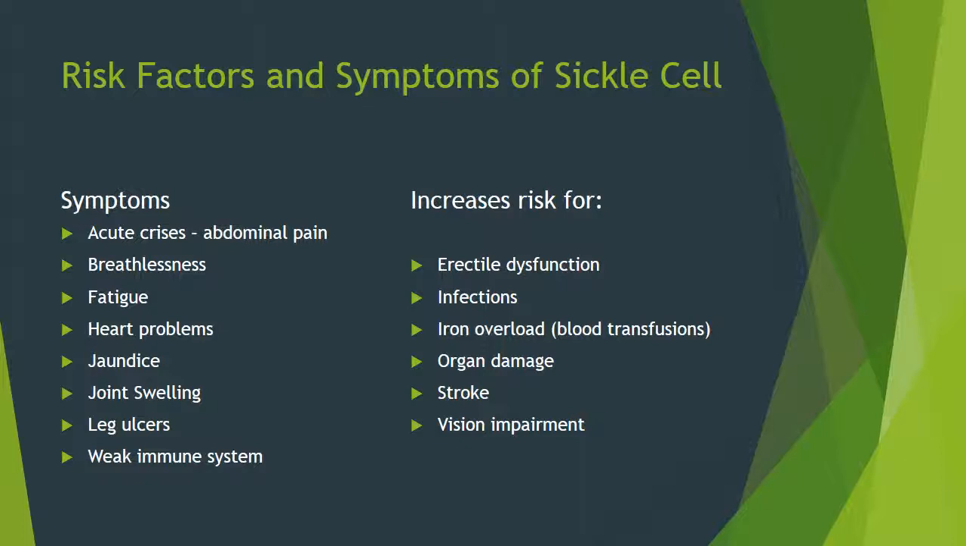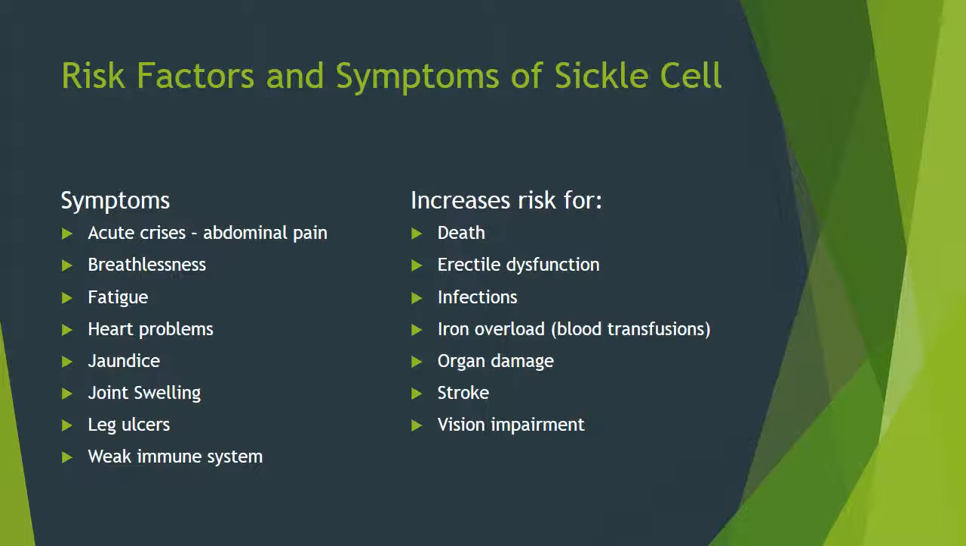Here is just a list of risk factors and symptoms of sickle cell disease. Typically, the symptoms are acute crises or abdominal pain, breathlessness, fatigue, heart problems, jaundice, joint swelling, leg ulcers, and a weakened immune system. And if they have those symptoms, it increases the risk for erectile dysfunction, infections, iron overload, where a blood transfusion would be needed, organ damage, stroke, or vision impairment.